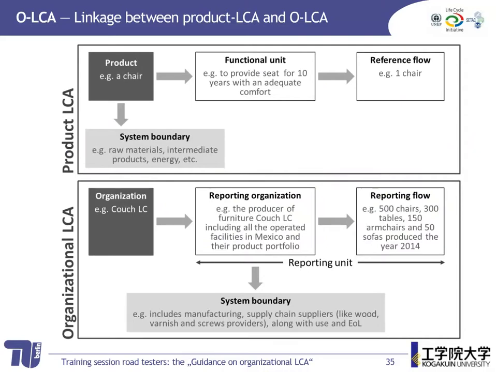And here you can see the main elements of the scope, both for product LCA and organizational LCA. I will now define each of these elements for organizational LCA, but as you can see, the main subject of the assessment is not the product anymore, but the organization. In product LCA we have the functional unit, and for organizational LCA we need to define the reporting organization and the reporting flow. These two elements can be seen as equivalent to the functional unit and reference flow, although the subject is different and there are some differences.